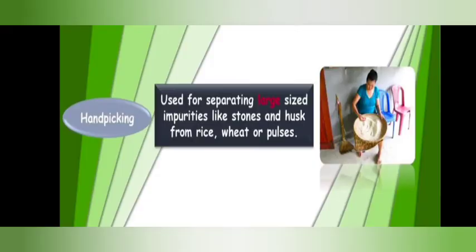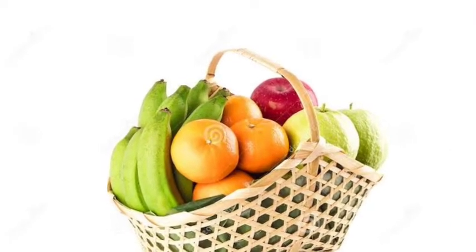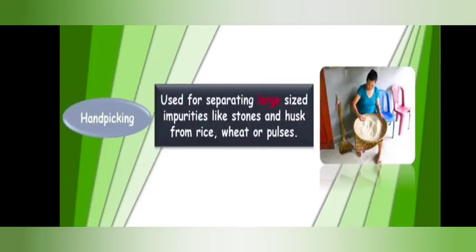So the first method is hand picking. It is used for separating large size impurities like stones and husk from rice, wheat or pulses. For example, suppose you are given a basket of fruit containing mangoes, apples and bananas. How will you separate these fruits? It is easy to separate these fruits by hand picking, that is, picking by hand.